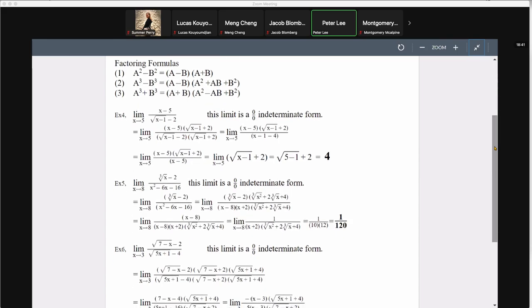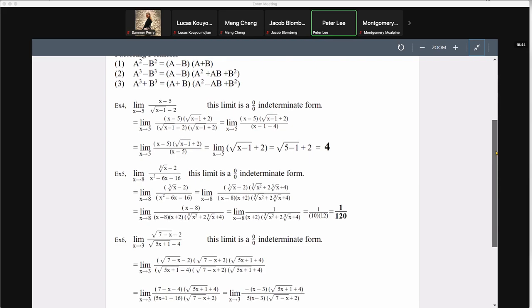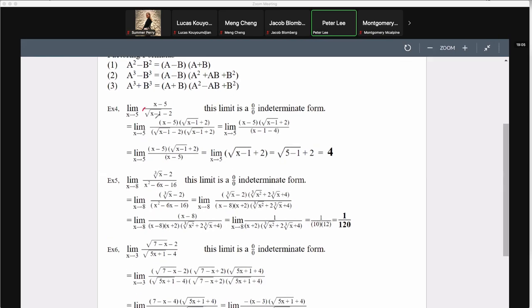Example 4 is this. When it is 0 over 0, you cannot factor. There's nothing to factor here. So what do you do? We see the denominator right here. So what is the conjugate of this? It doesn't matter where you see the square root, in the numerator or the denominator.